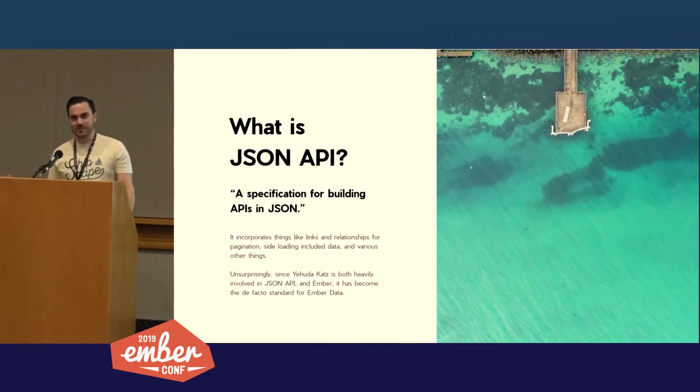So what is JSON API then? Well, I got another really handy description: a specification for building APIs in JSON. So that's not super descriptive, but it's a nice standard that incorporates things like links and relationships for pagination, side loading included data, all these nice things you would expect when you hook all your models together and have them just kind of work. And Yehuda has been very involved in both JSON API and Ember, so it makes sense that it's the de facto standard for Ember Data.